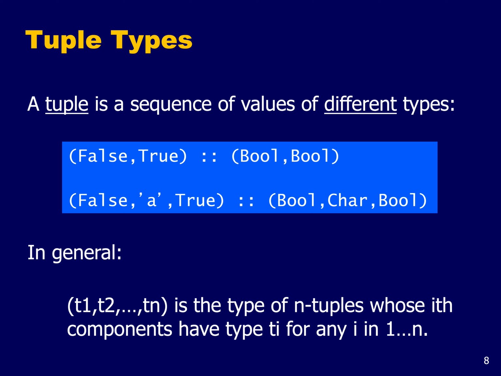Okay, so the basic idea here is very simple. The general case is a bit of a mouthful, but I'll go through it. It says brackets t1, t2 up to tn is the type of n-tuples whose ith component has type ti for any i in the range. A bit of a mouthful, but the general idea is very straightforward. A tuple is just a sequence of values of possibly different types, and we use round brackets for tuples, whereas we use square brackets for lists.